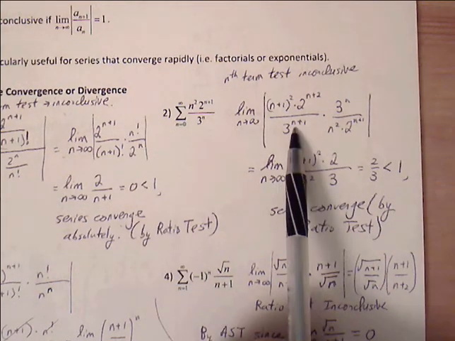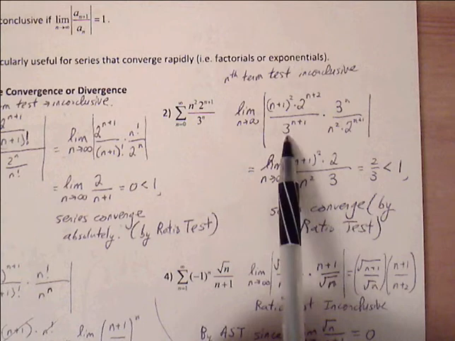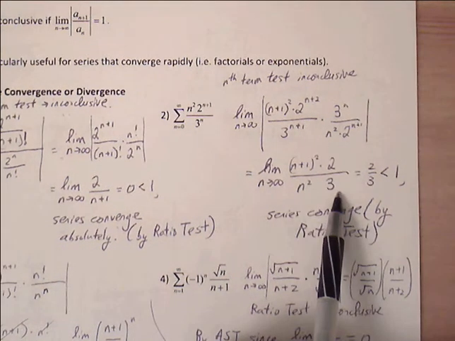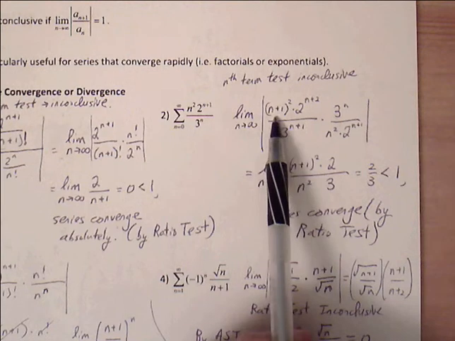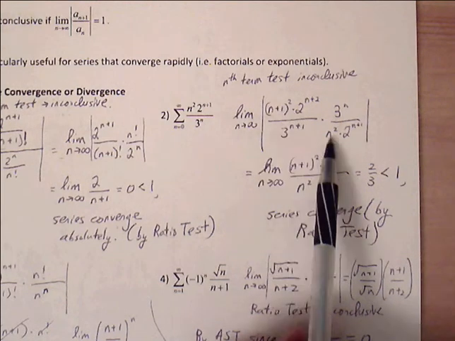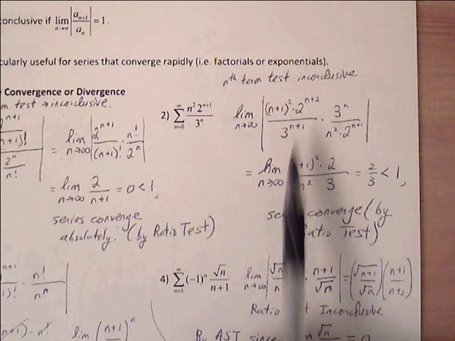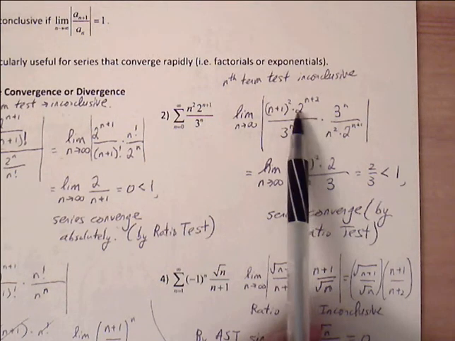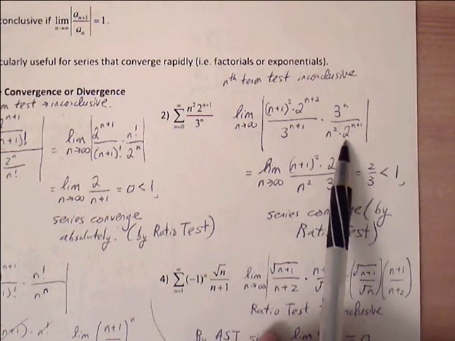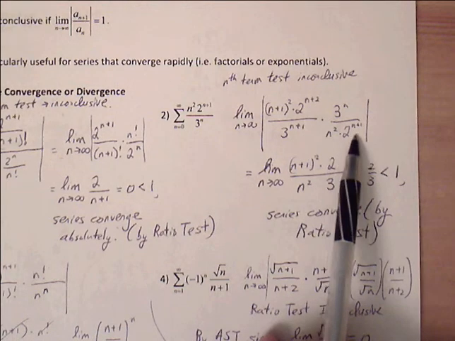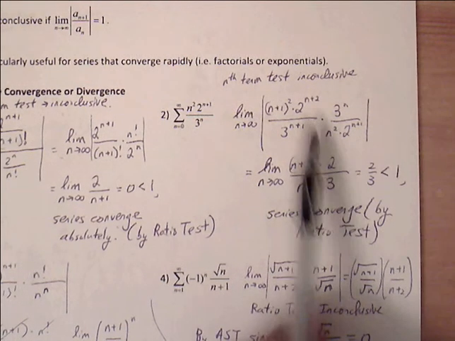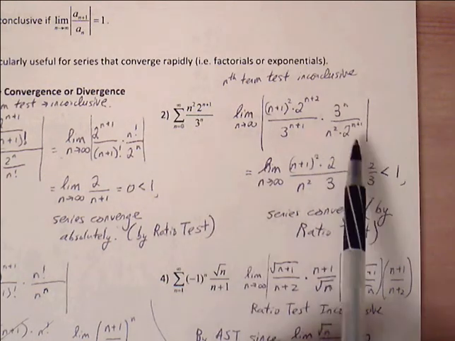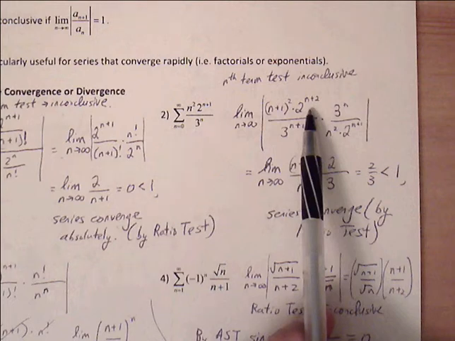Let's see here, 3 to the n plus 1 is the same thing as 3 to the n times 3. So 3 to the n will cancel out, leaving us with just 3. The n plus 1 squared over n squared will have to stay. But the 2 to the n plus 2 is the same thing as 2 to the n times 2 squared. 2 to the n plus 1 is the same thing as 2 to the n times 2 to the first power. The 2 to the n's will cancel out, leaving us with just a 2 up in the numerator.